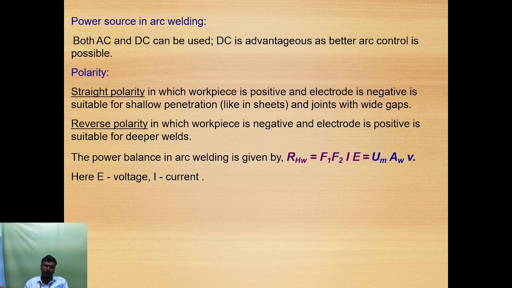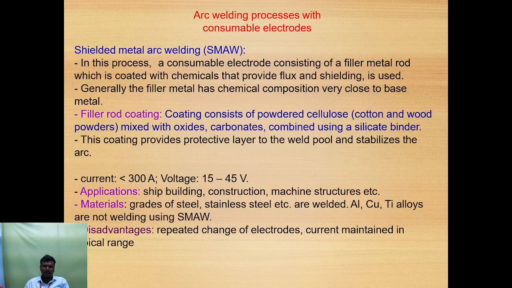Next, the power source in arc welding. Both AC and DC power supplies can be used. DC is advantageous as better arc control is possible. And next is the polarity. Straight polarity and reverse polarity can both be used in arc welding processes with consumable electrodes.